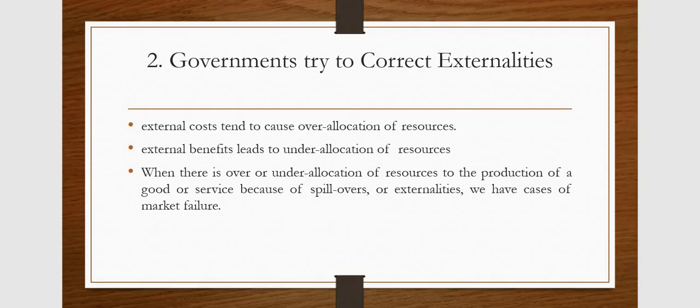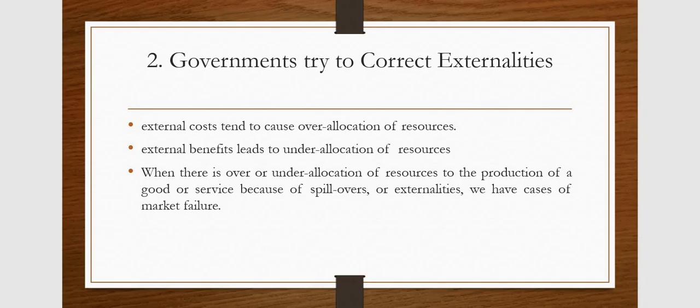I hope you get that. And so because they are not paying for the pollutants, the prices are low, and so consumers will also buy more. And when consumers are buying more, it will also encourage the business to produce more. I hope you get that. That is why we say there is over allocation of resources.